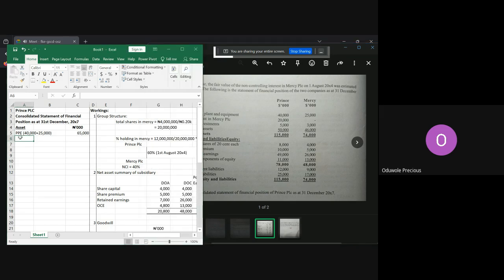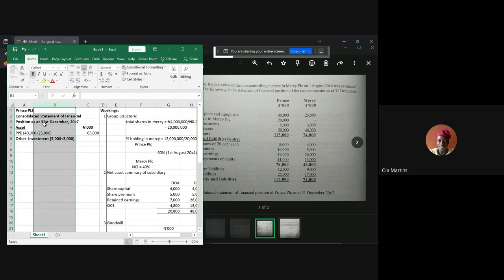Other investments. That's the next one. Oh, before we even get to other investments, goodwill is an intangible asset that will come before. Okay, let's do other investments. Other investment is how much? That's 5 plus 3, right? Yes. Which is what? 8,000, right?